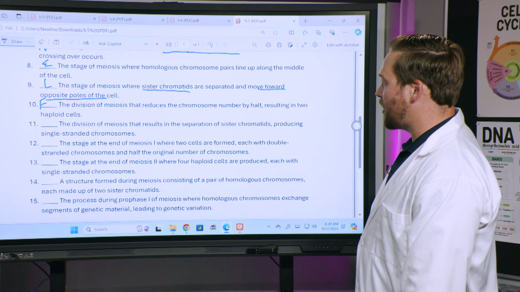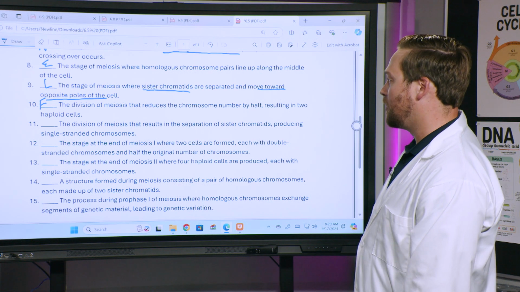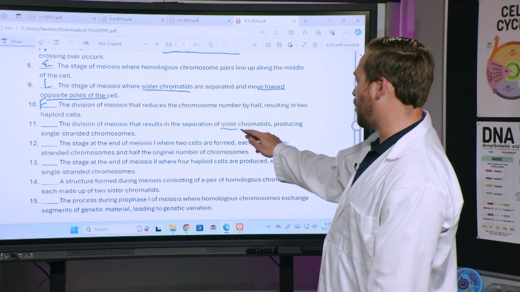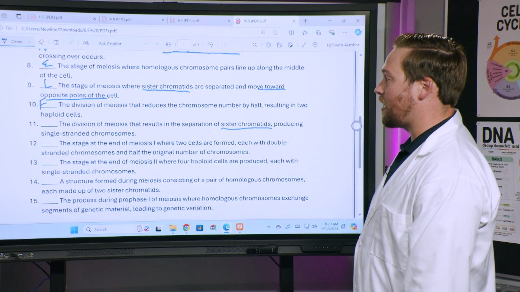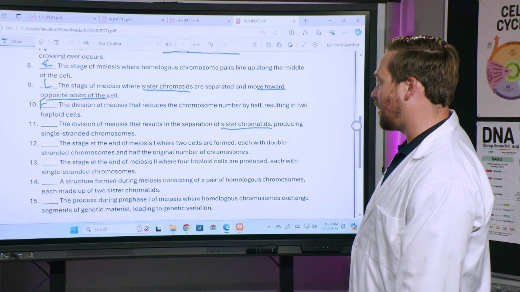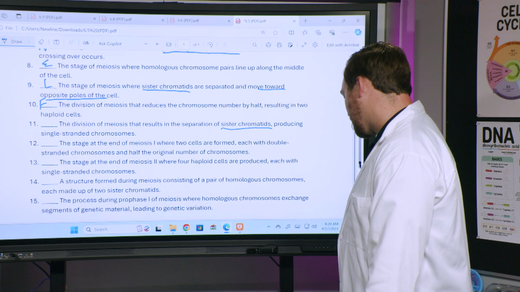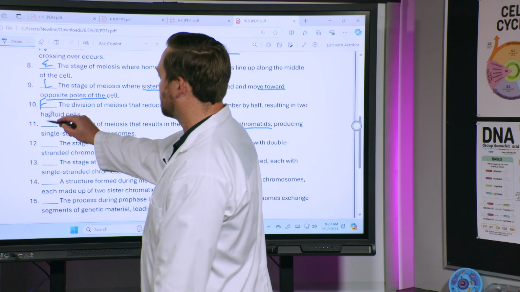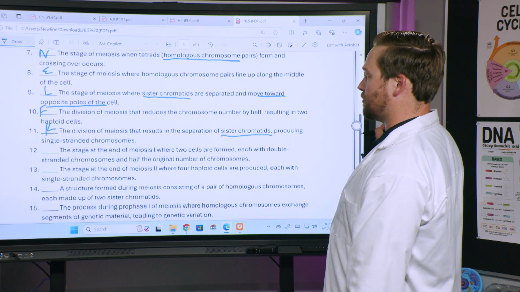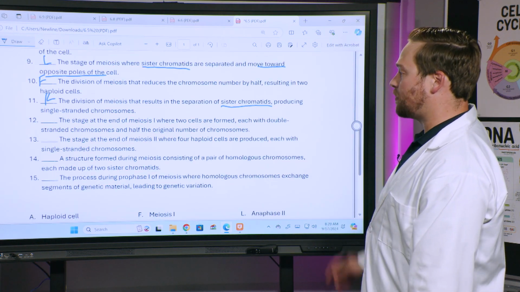11, the division of meiosis that results in the separation of sister chromatids producing single-stranded chromosomes. Okay, so the division of meiosis that results, I see sister chromatids again. So that's letting me know that I'm in meiosis 2, and this one says division producing single-stranded chromosomes. All right, so for 11, I have K, and that's meiosis 2. So we did meiosis 1 and then meiosis 2 down here. Okay, so just a couple more.